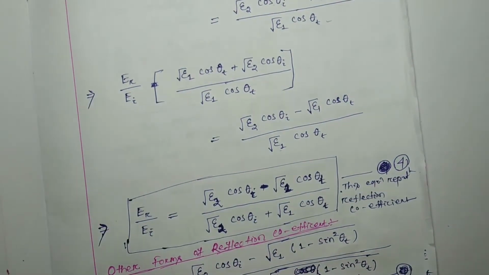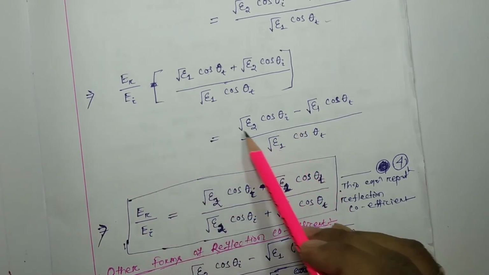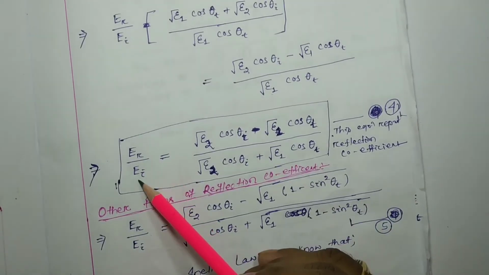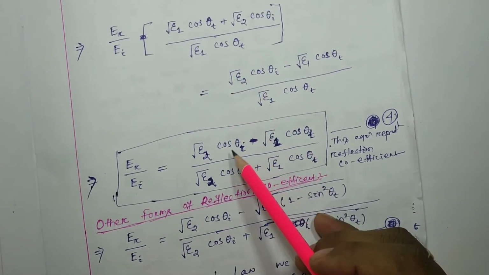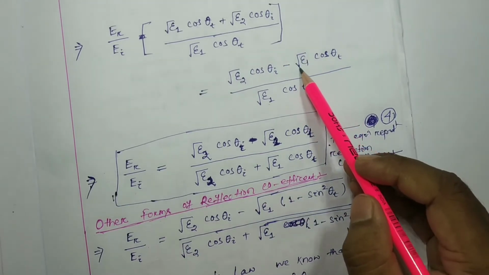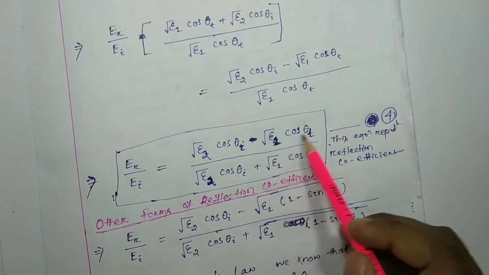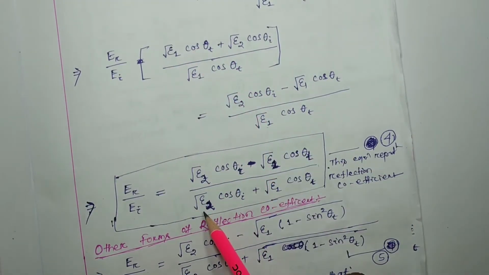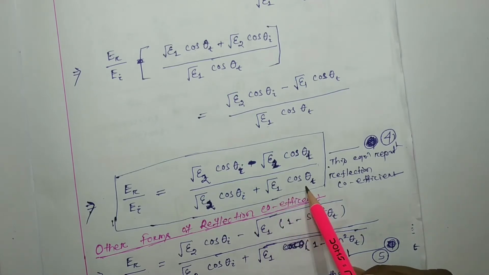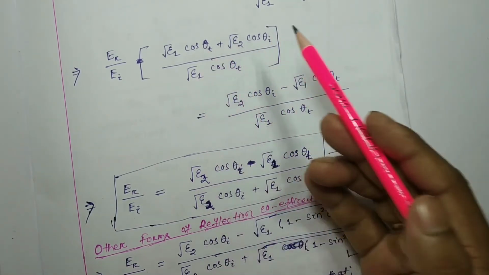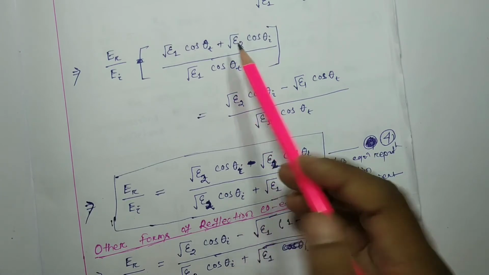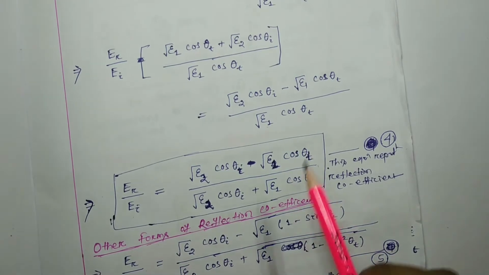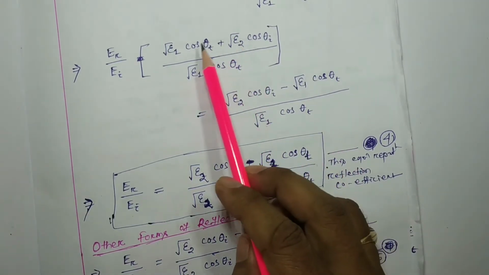Then ER by EI will be this much divided by this much, simple. So ER by EI will be (root epsilon 2 cos theta I minus root epsilon 1 cos theta t) whole divided by (root epsilon 1 cos theta t...). Just here I interchanged. No problem. Here it is plus, so you just write it. Okay, don't be confused. I just interchanged this one.